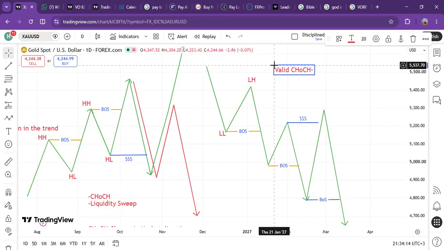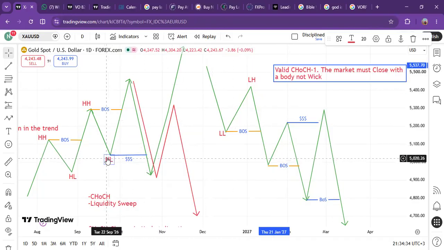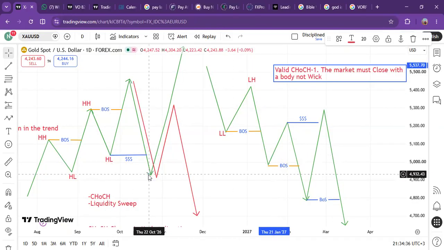You need 2 things. Point number 1, the market must close with a body of a candlestick and not a wick. Okay, so if you ever spot the market closed below the recent low with a wick.